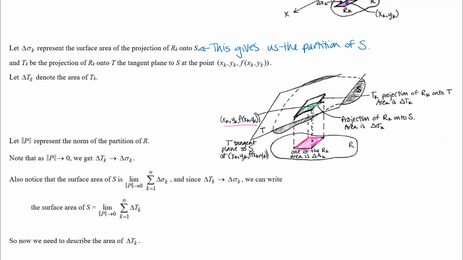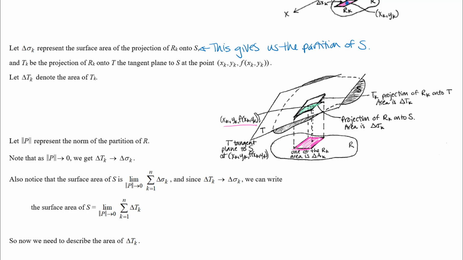All right, but we're not even going to use that. We're actually going to use tiles, essentially. So this T sub k is the projection of my rectangle R onto the tangent plane to the surface at our point. This is why we need a smooth surface, so that we can define a tangent plane at the point.